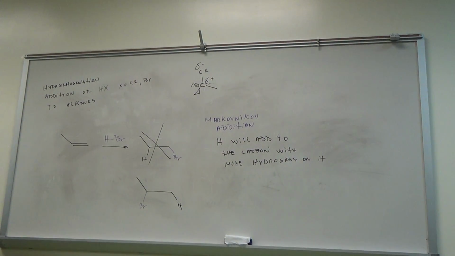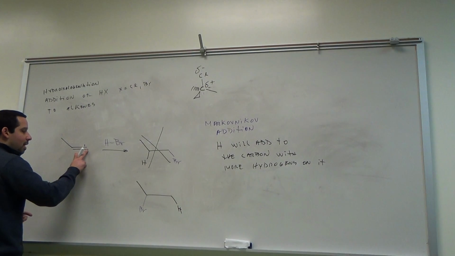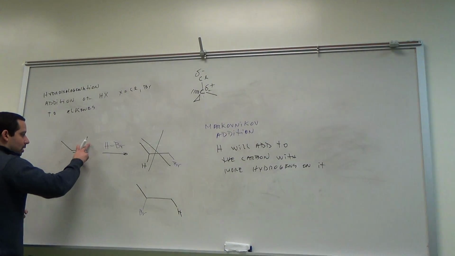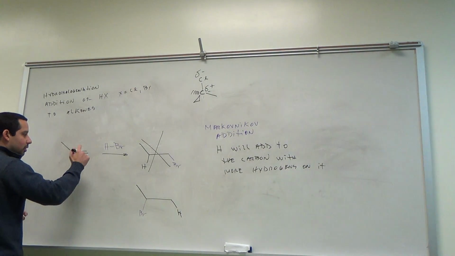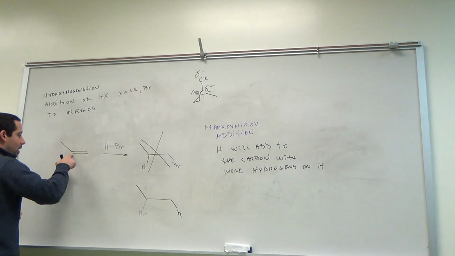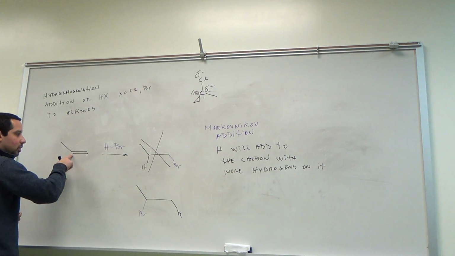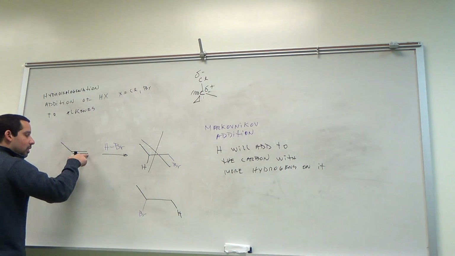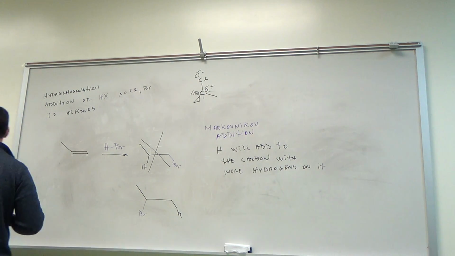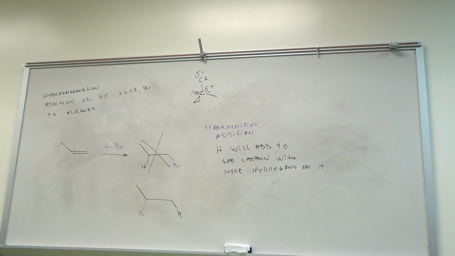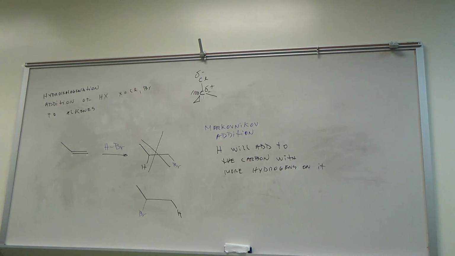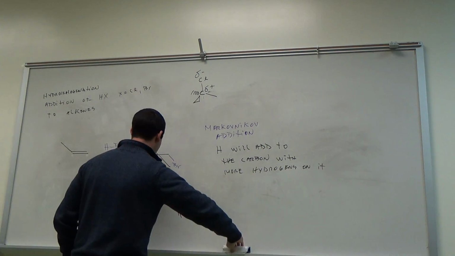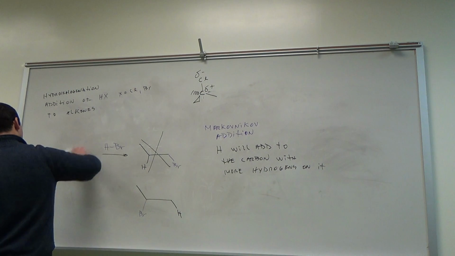How many hydrogens does this carbon have? 2 hydrogens. And how many hydrogens does this have? 1. So the new hydrogen will go to what side? To the right side. To this side. And the reason for that is based on Markovnikov addition, but it is because of the mechanism. It is regioselective. Now let's do the mechanism. A famous mechanism.